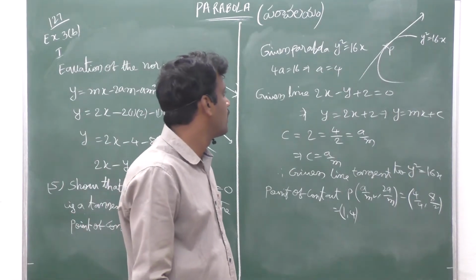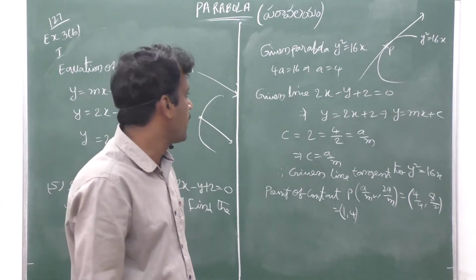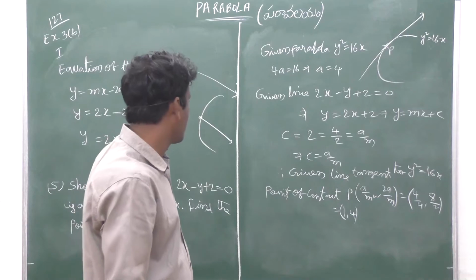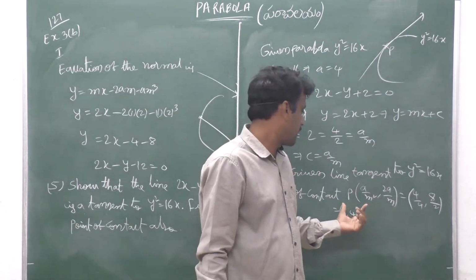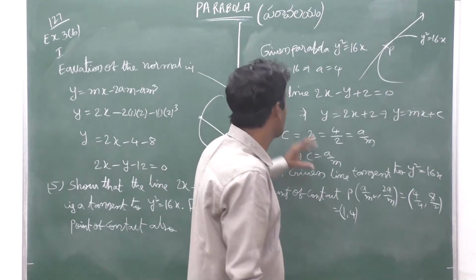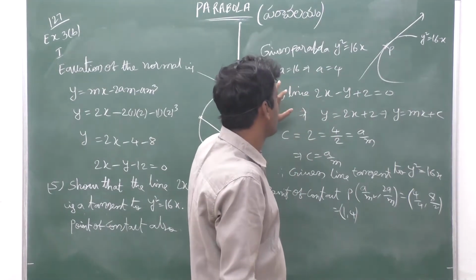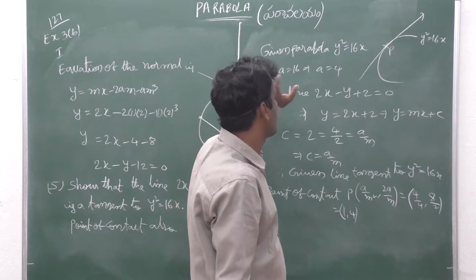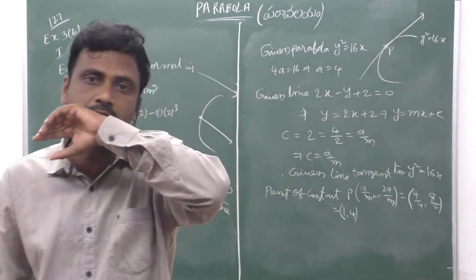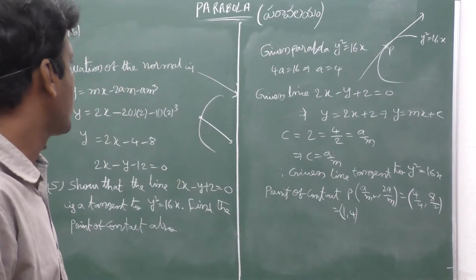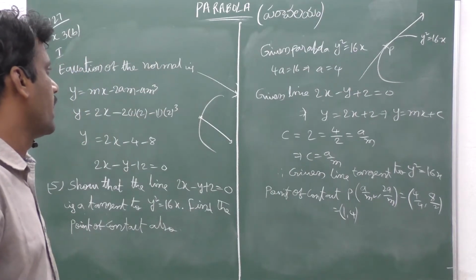(1, 4) is the point. Okay, that is the condition for tangency: for a given line and parabola, check the condition and find the point of contact. The line form is y = mx + c. The parabola is y² = 4ax. From y² = 16x, we get 4a = 16, so a = 4.